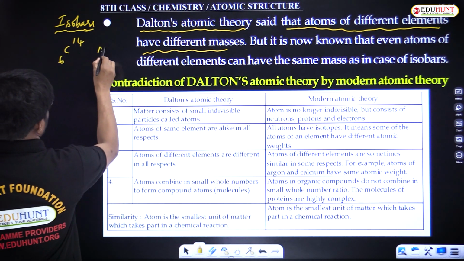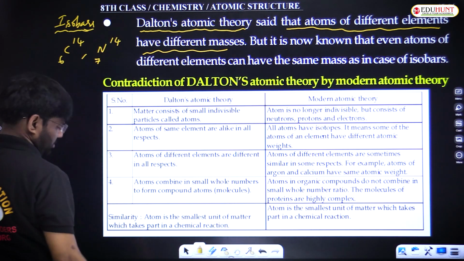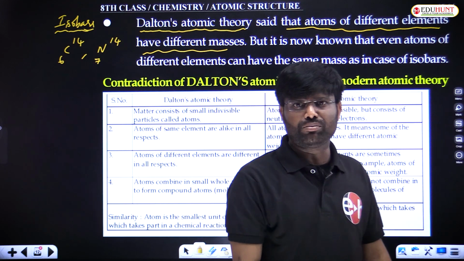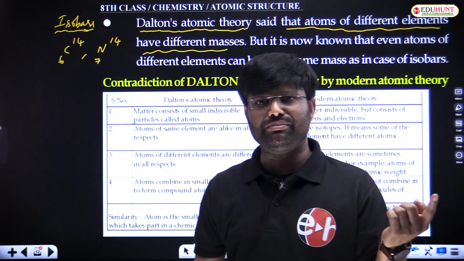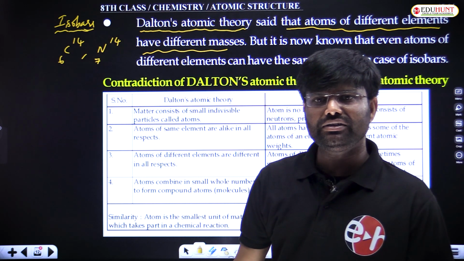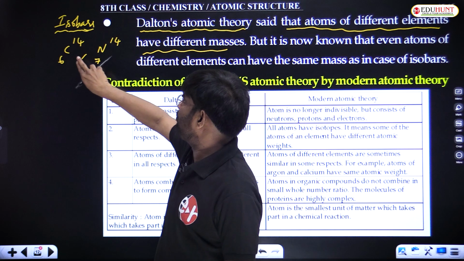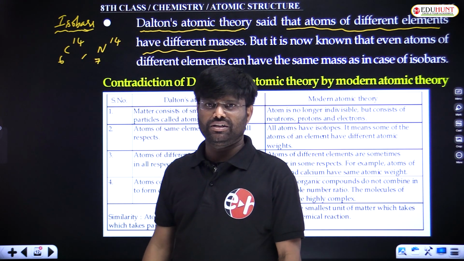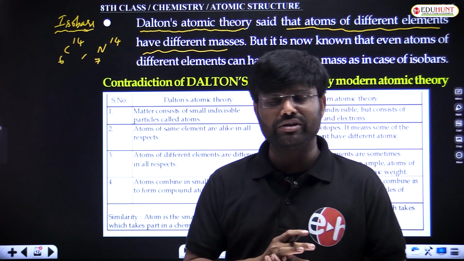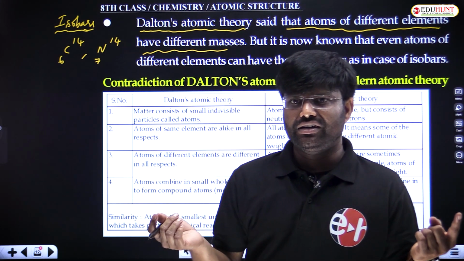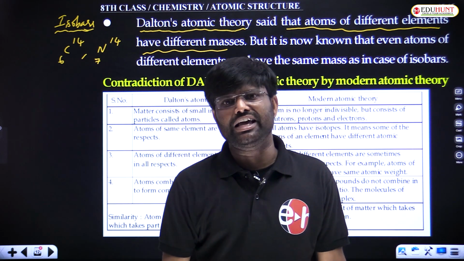Isobars, what are isobars? Atoms of different elements, for example C-14 (6C14) and nitrogen-14 (7N14). In this case these are isobars. Isobars are different elements that have different atomic numbers but the same mass number. That is called isobars.